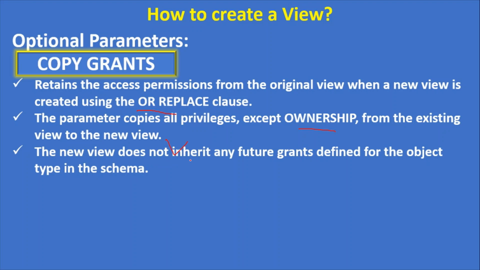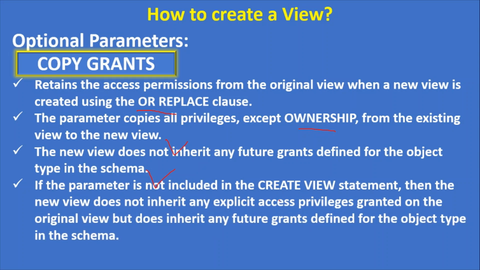The new view does not inherit any future grants defined for the object type in the schema. Suppose you use the copy grants, then if you apply the future grants on that view, that will not be applicable in this case. If the copy grants parameter is not included in the create view statement, then the new view does not inherit any explicit access privileges granted on the original view, but does inherit any future grants defined for the object type in the schema.